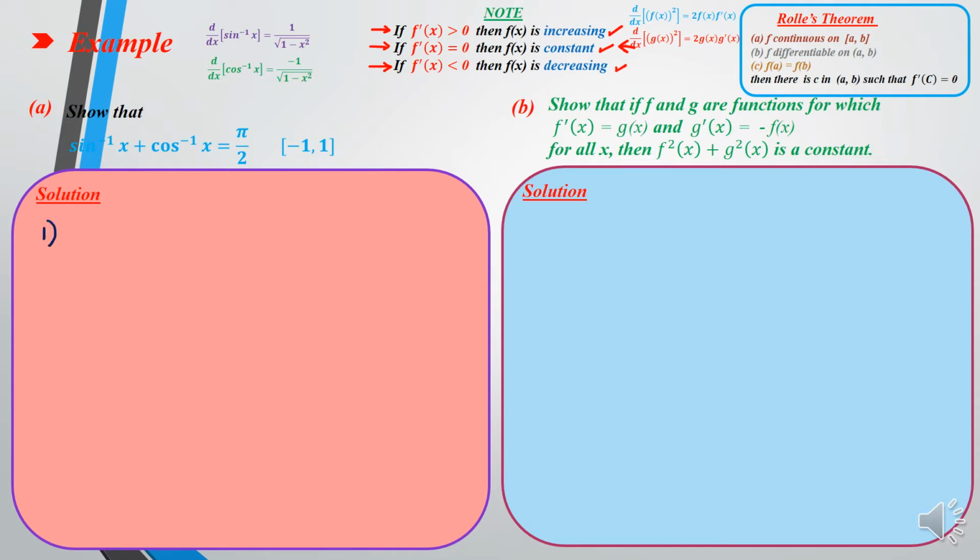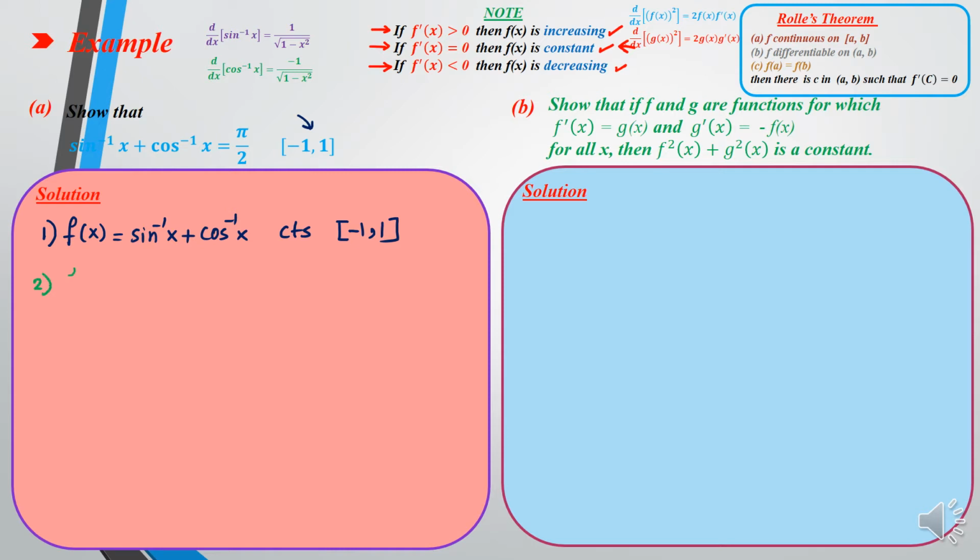Then you have to find that the value of this constant equals pi over 2. First, you have to check the continuity of the function. So the function f of x equals sine inverse of x plus cosine inverse of x. This function is continuous on the interval from -1 to 1 because the domain of the inverse sine and the inverse cosine is from -1 to 1. So it is continuous by the definition of the domain of these two functions. So it will be continuous from -1 to 1.